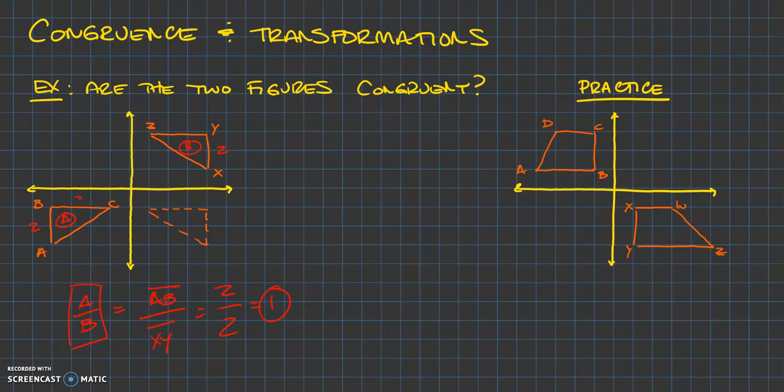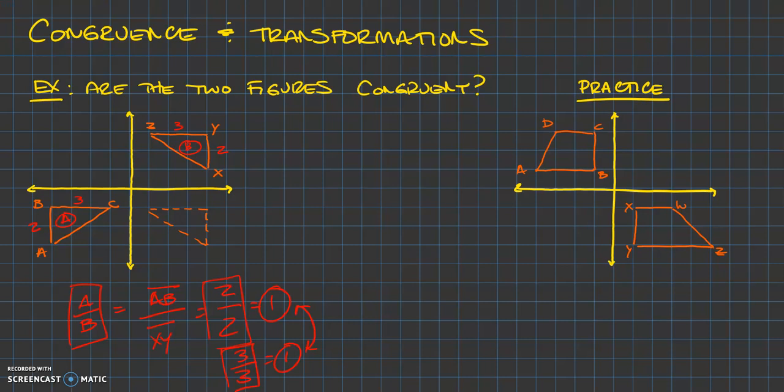I could look at BC and count up that it's 3, and ZY is also 3. When I compare BC to ZY, I get 3 over 3, or 1. So I'm seeing that these shapes are the exact same size. Yes, I'm seeing similarity, but notice I'm also seeing the side lengths are the exact same. There is congruence.